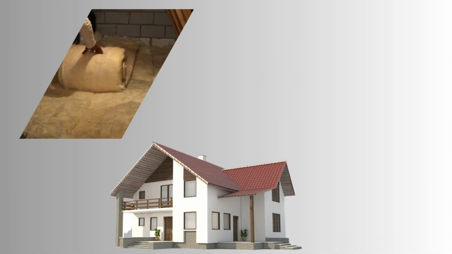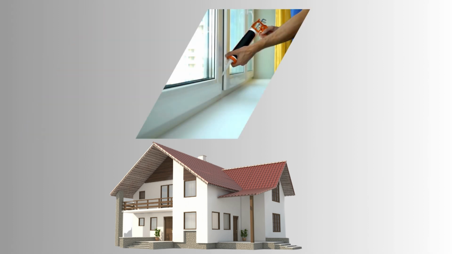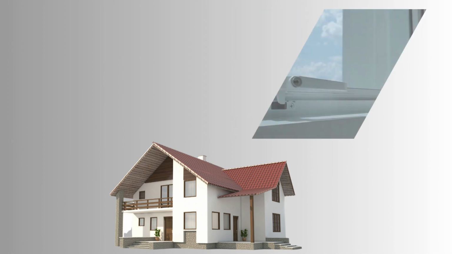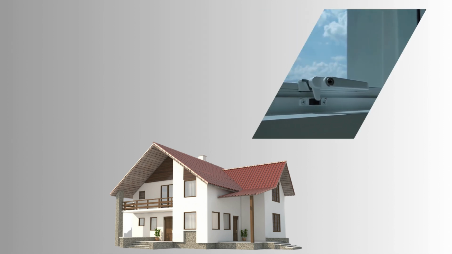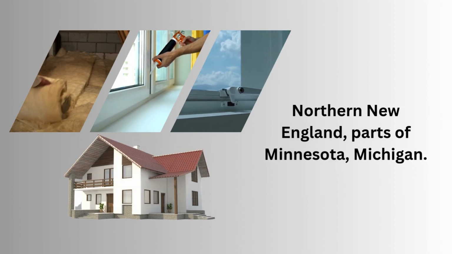Homes need excellent insulation to retain heat and minimize energy use. Air sealing is vital to prevent drafts, and heating systems must be highly efficient. Windows should be double or triple glazed to keep homes warm. This zone includes northern New England, parts of Minnesota, and Michigan.